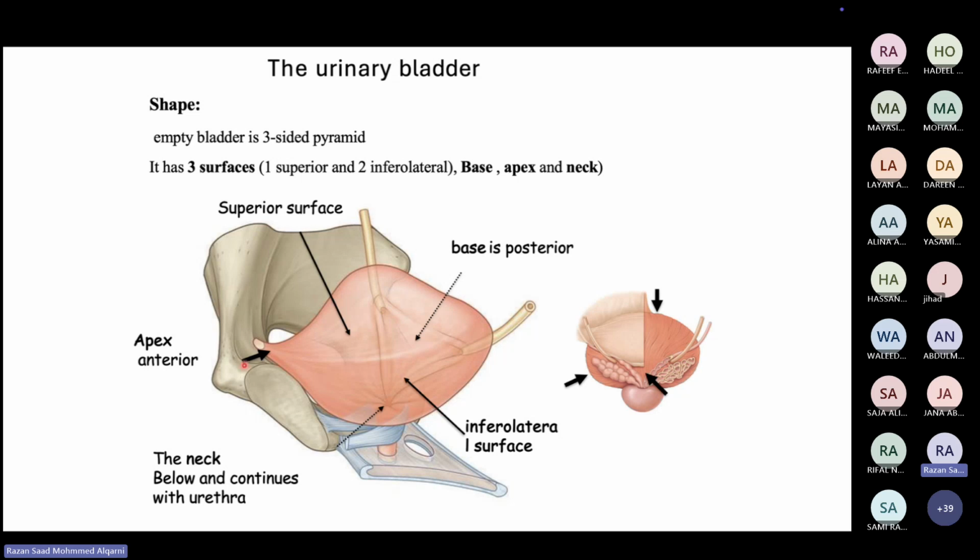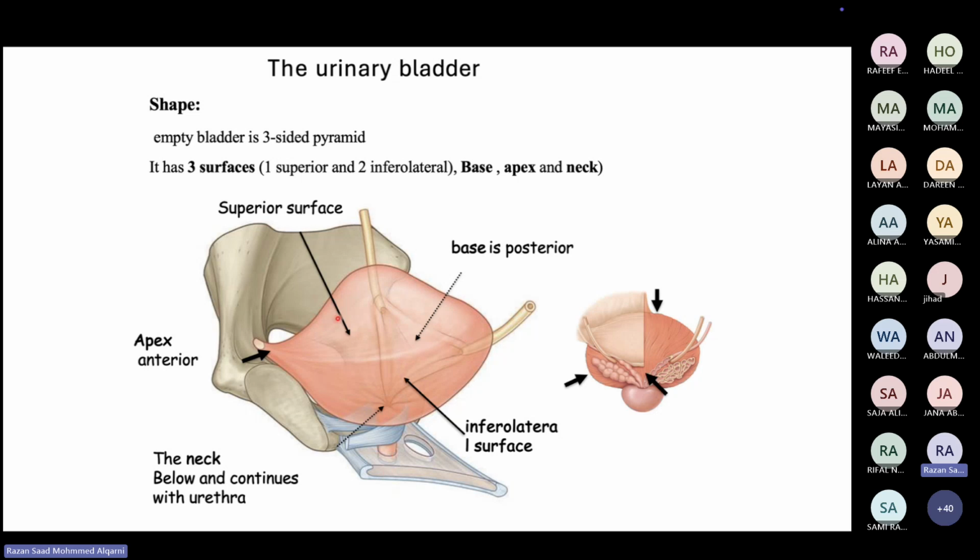Also, we're gonna have an apex, which is most anterior, and also a base, which is the most posterior, which is here. From here, this is the base. So the apex is gonna be in the front. This is the base because this is the posterior view of the urinary bladder. Also, it's gonna have a neck, which is gonna be including the internal sphincter, and is gonna continue as urethra.